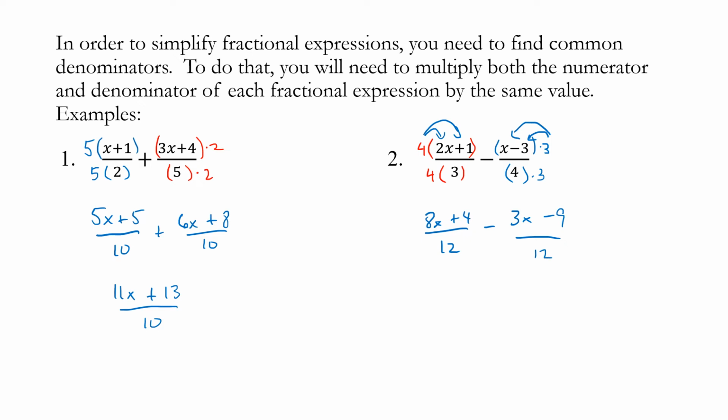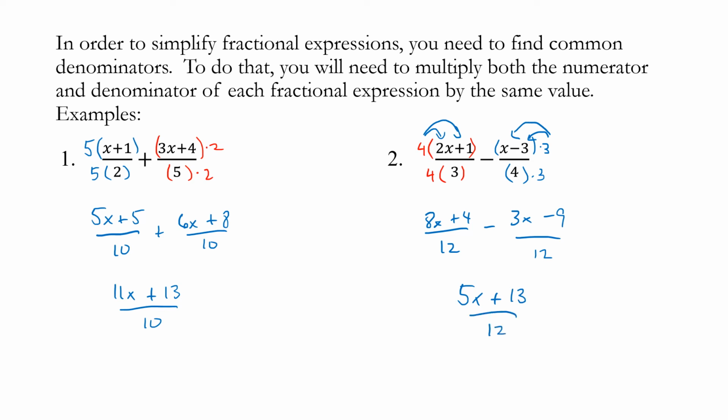Now there's two ways to think about this. One way is I am doing 8x minus 3x, remembering that sign in the middle. So 8x minus 3x is 5x. And now I have 4 minus a negative 9. Remember, subtracting a negative is the same as adding a positive. So that gets me a positive 13 all over 12.